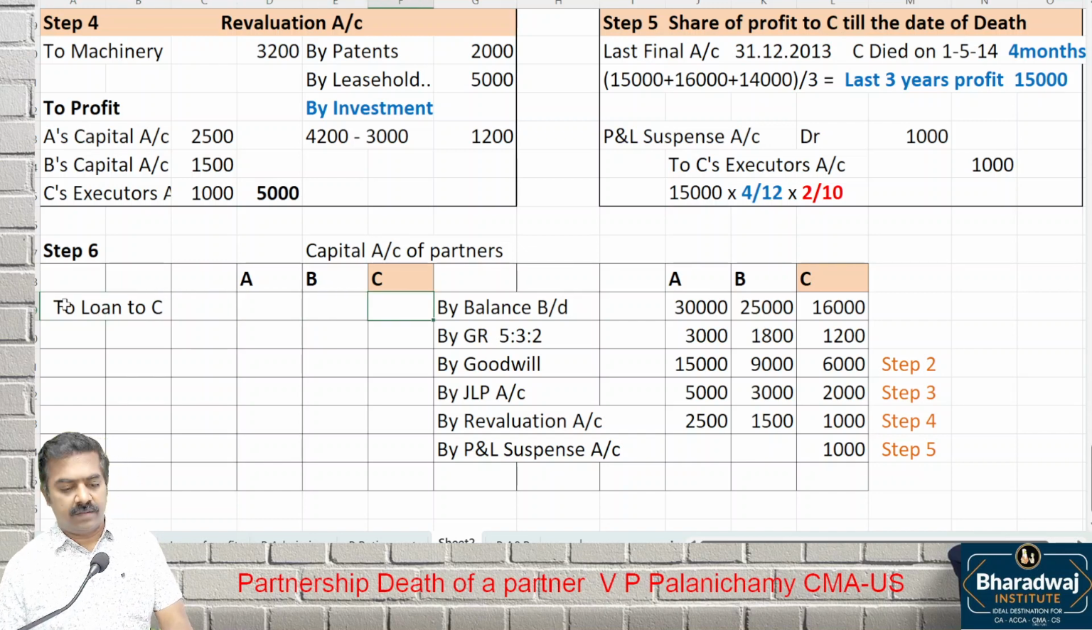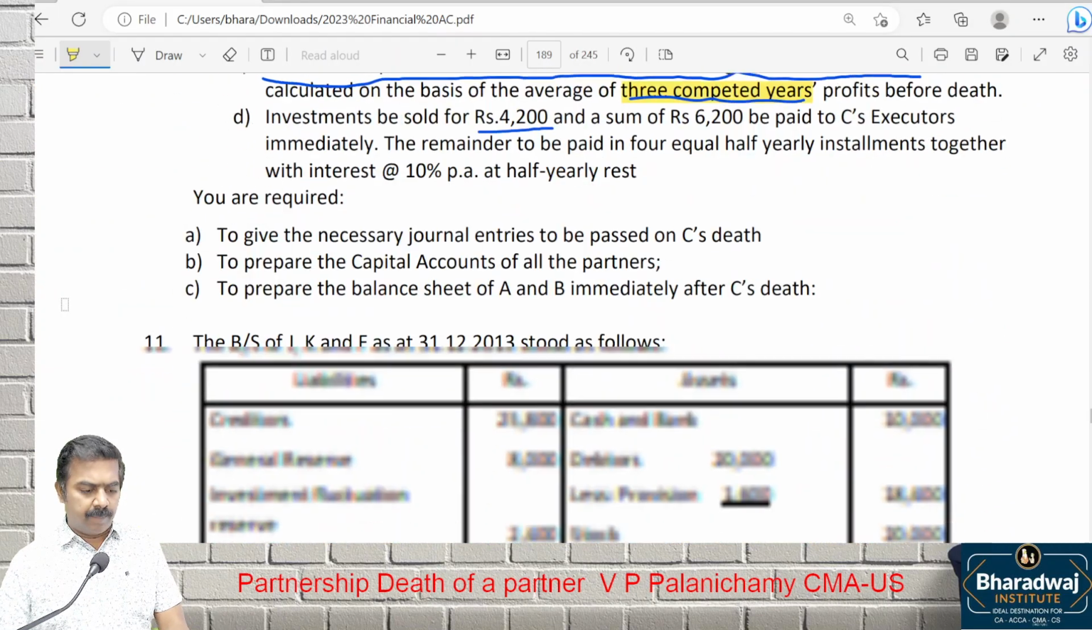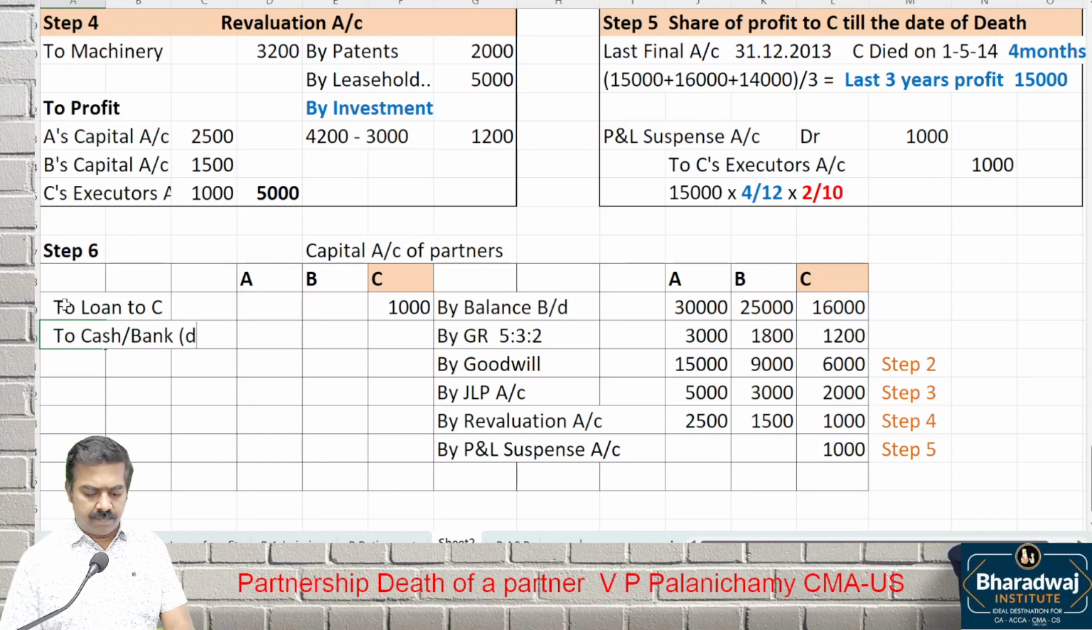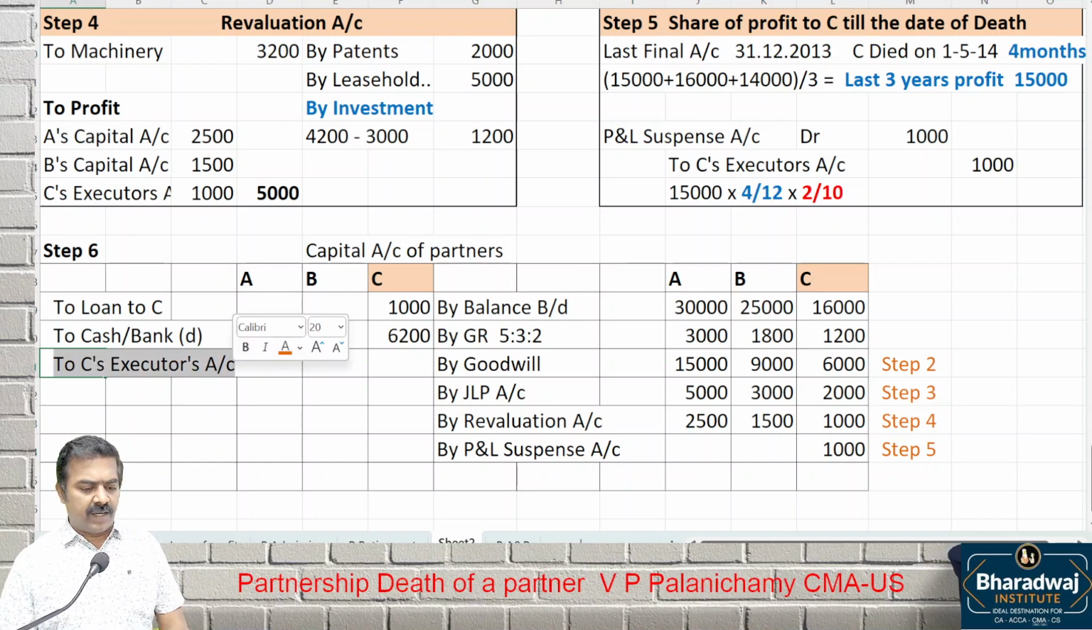Total amount 1,000. How much is paid to the executors immediately? Look at the last adjustment, adjustment number D. 6,200 is paid immediately. Remaining will be there in the executor's account. It will be called C's executor's account. It is a balancing figure for us.